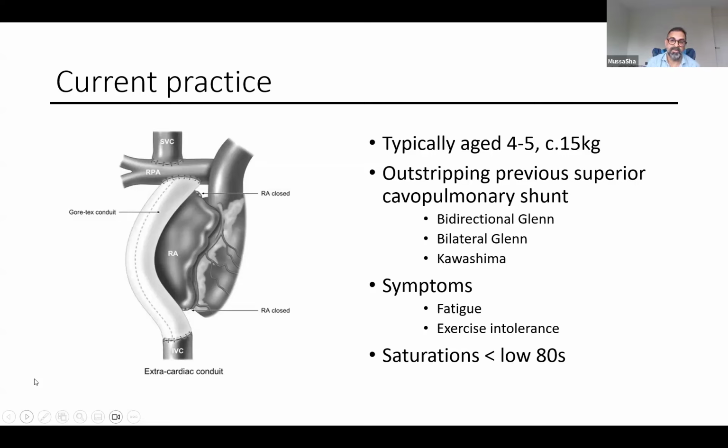And these patients are typically 4 or 5 years of age and about 15 kilos, although you can do Fontan operations in patients that are 2 or 3, and they might be 12 kilos. But I think you may struggle in that case to get a decent sized conduit into the space that's available. So you also do need to think about that, but ultimately it will depend on the clinical condition of the child as to when you proceed to Fontan.